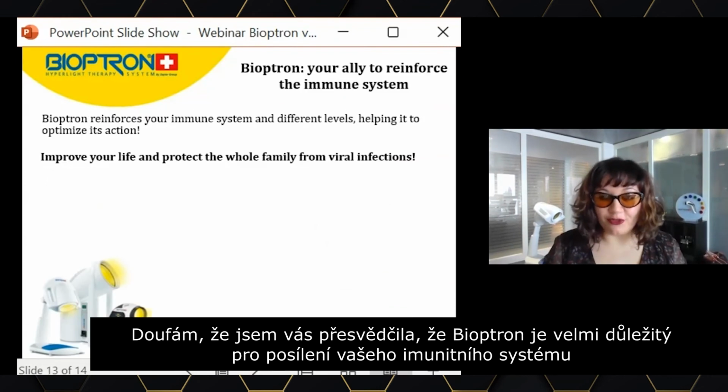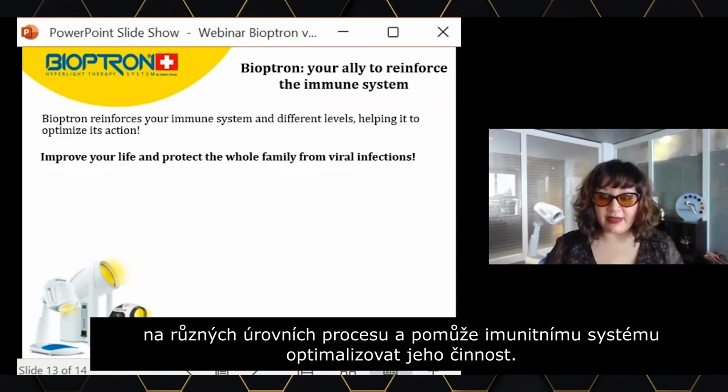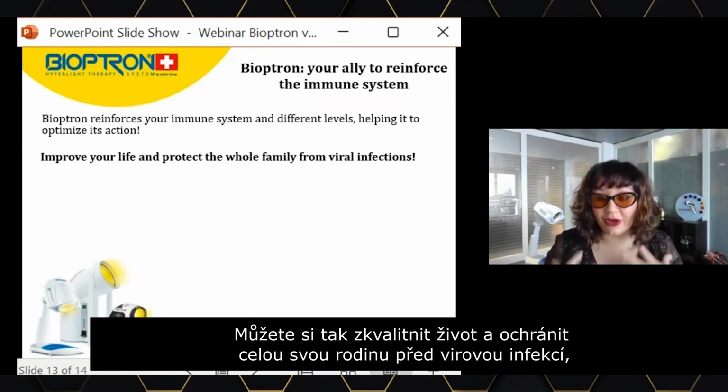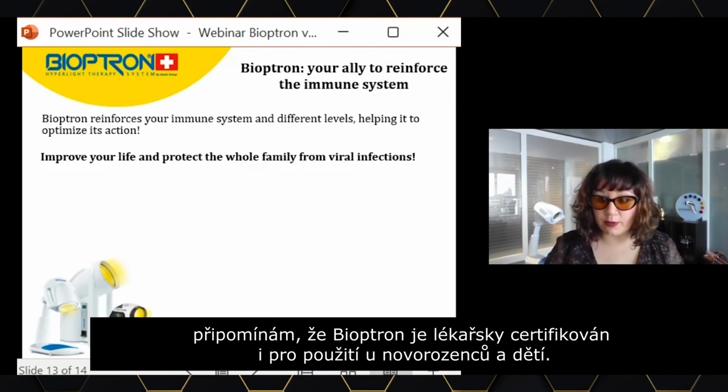I hope I have convinced you that the Bioptron is very important in the reinforcement of your immune system at different levels of the process, and will help the immune system to optimize its action. This is very important in general, specifically in winter with winter viruses, but even more with the actual situation with coronavirus. So you can improve your life and protect your whole family from viral infections, because I remind you that Bioptron is medically certified to be used in newborns and children.